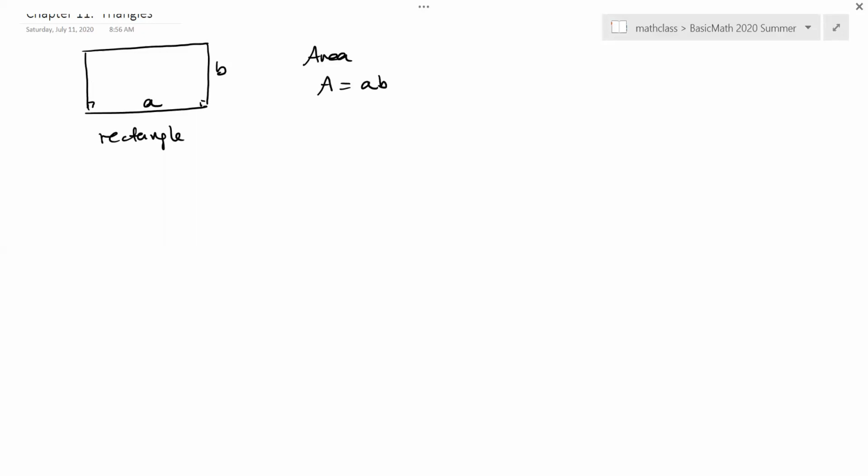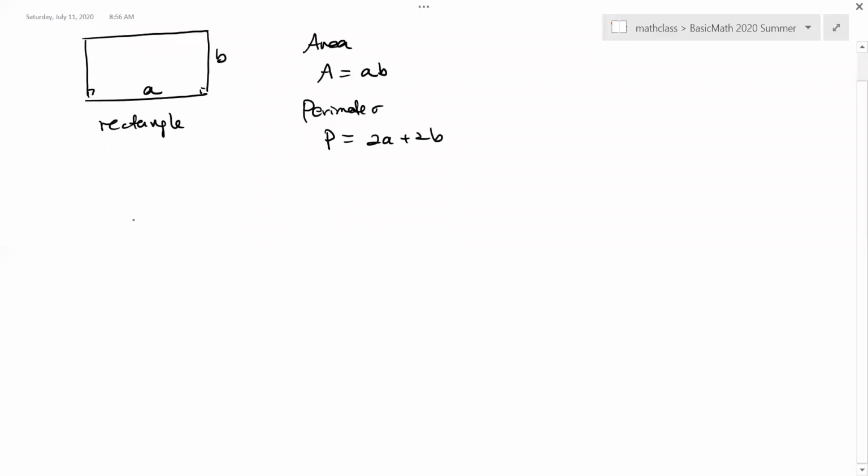And we have a formula for the perimeter, okay? The perimeter P is going to be 2A plus 2B, because you have double identical sides. And also a very important thing is how to find the length of the diagonal, but I'm not going to talk about it right now.